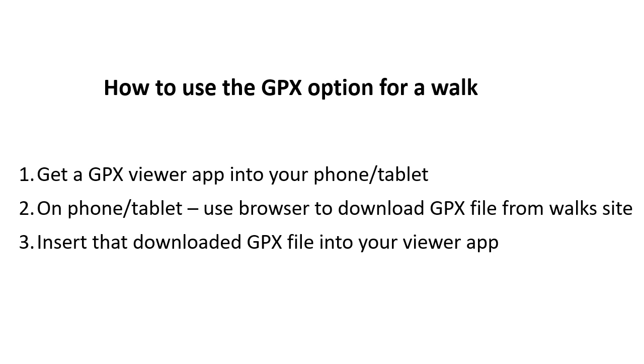Secondly, using the phone or the tablet and the browser on it, you need to download the GPX file that you want from the walk site. And thirdly, the file you've downloaded needs to be placed inside the viewer app that you've downloaded. This is quite simple, and I'll try and explain it in the slides that follow.